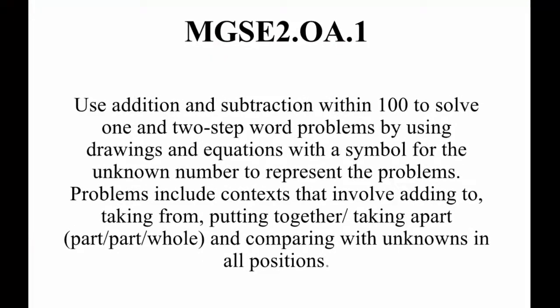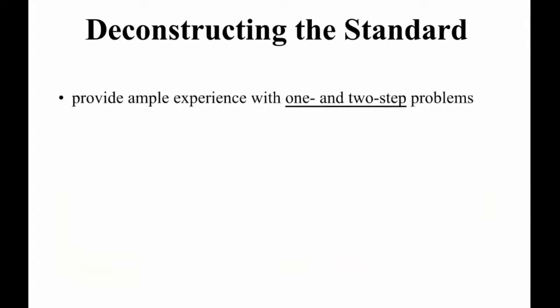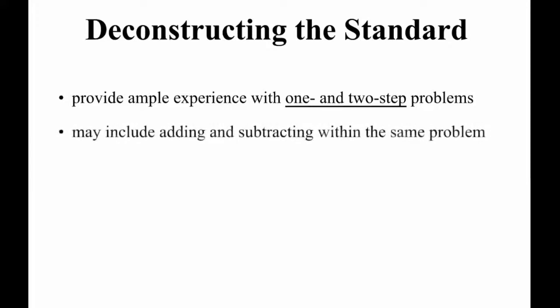The second grade standard OA1 requires students to use addition and subtraction within 100 to solve 1- and 2-step word problems using drawings and equations with a symbol for the unknown number to represent the problems. Problems include contexts involving adding to, taking from, putting together, taking apart, part, whole, and comparing with unknowns in all positions. This means that students should be provided ample experiences with 1- and 2-step problems that may include addition and subtraction within the same problem.